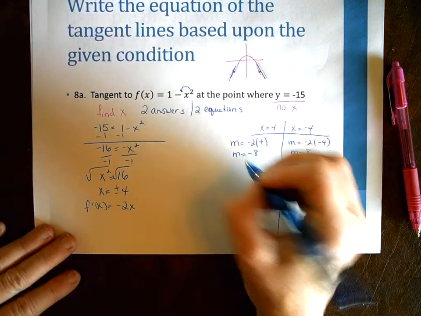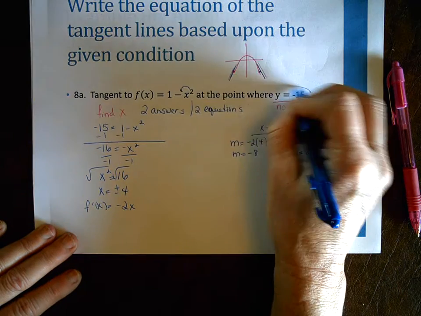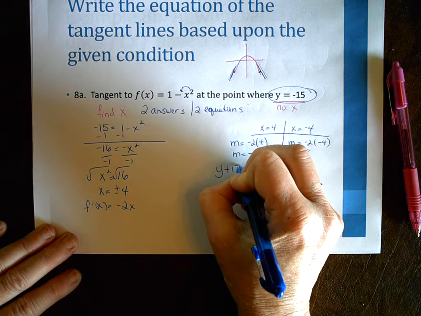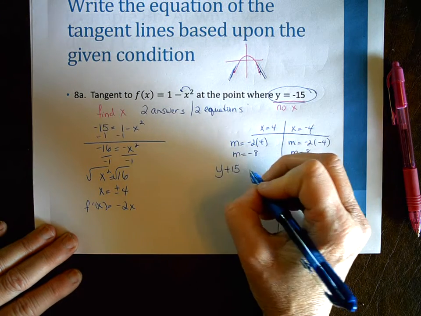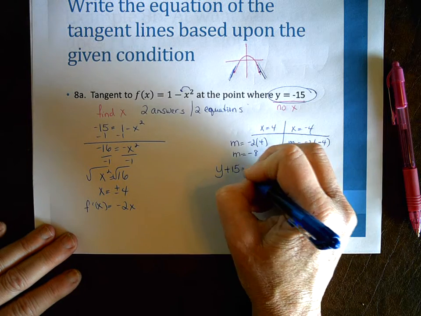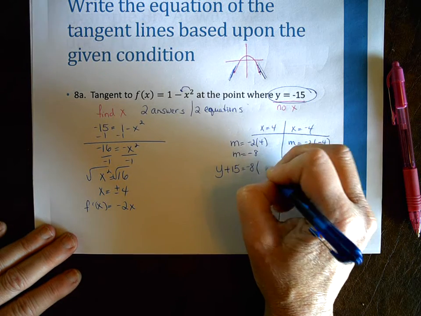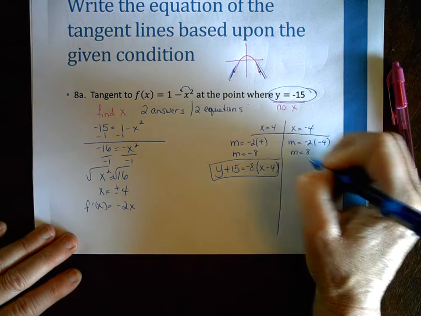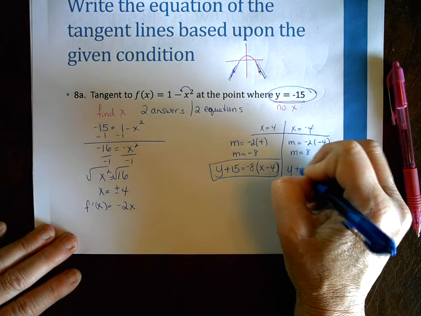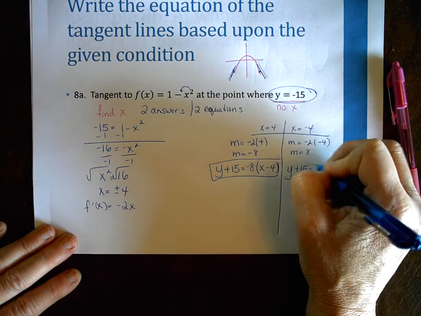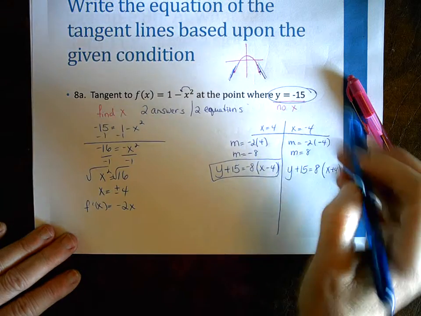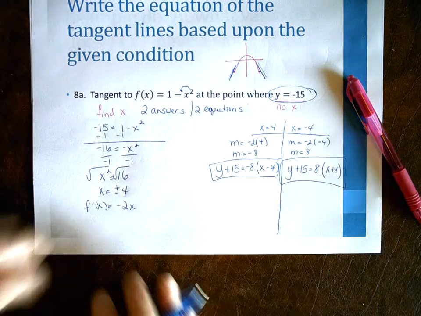And so we're going to write the equation. And remember, y is negative 15, so it's y minus y1, so y minus negative 15, and it equals negative 8 times x minus 4. And on this one, it's y plus 15, but this is positive 8 and x plus 4. So you get two answers because you have two places on it.